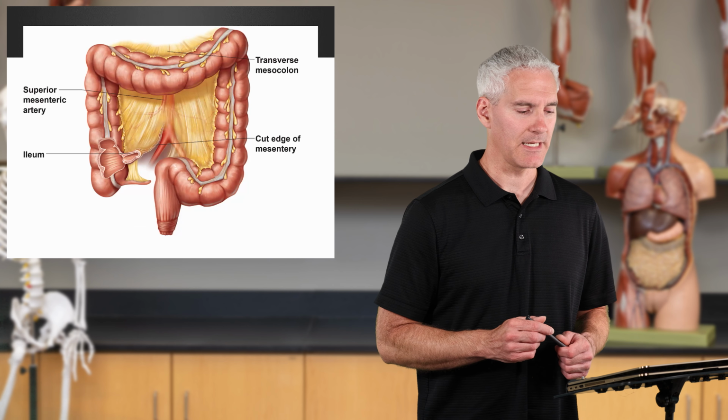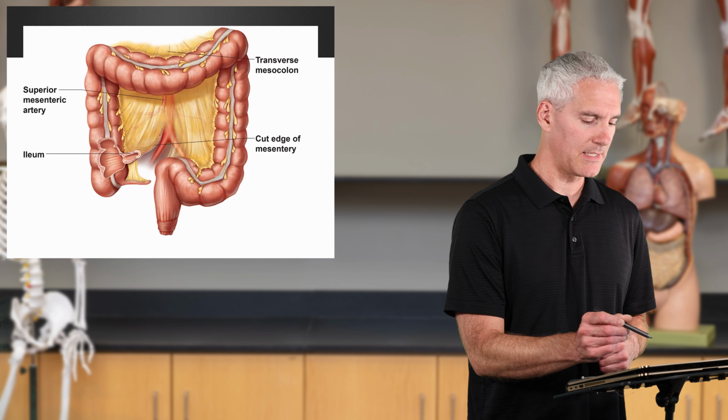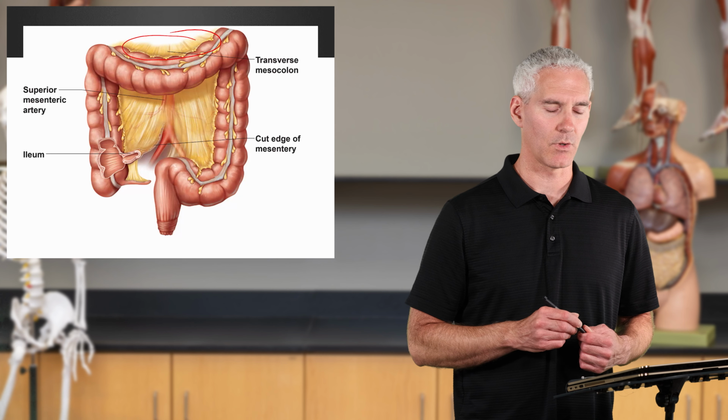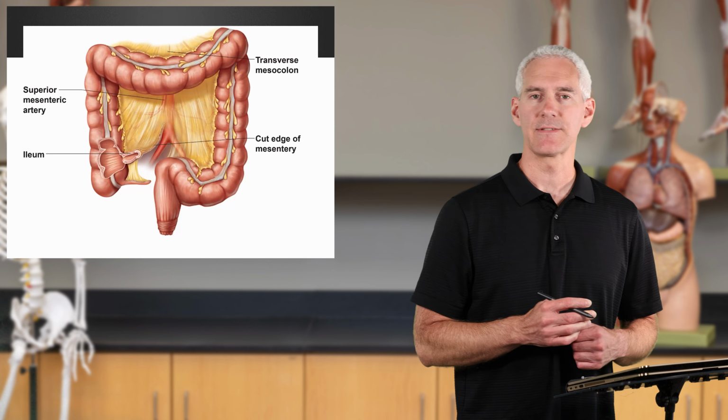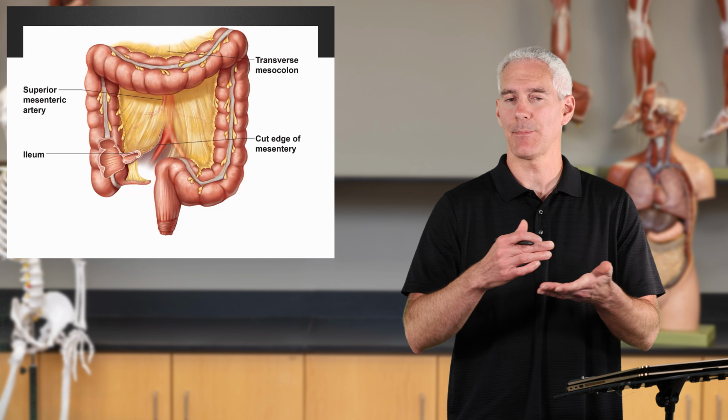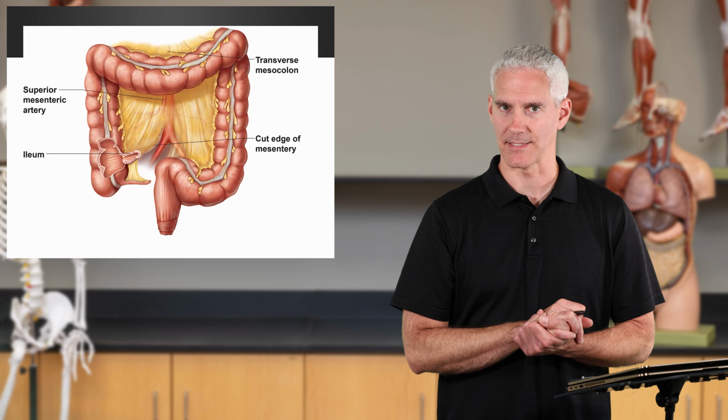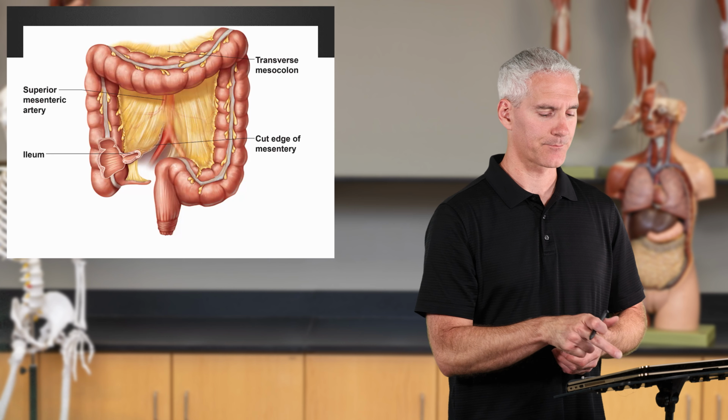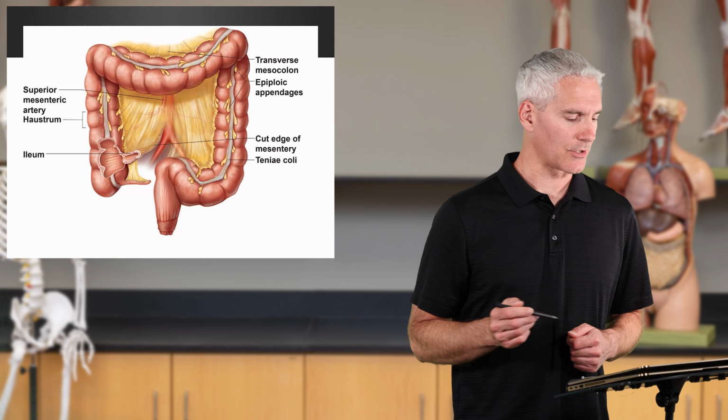First off, what you're seeing here is your transverse mesocolon up top. The transverse mesocolon is a membrane that helps to hold the transverse colon in place. We'll get to what that is in a second. So first off, those three structures.